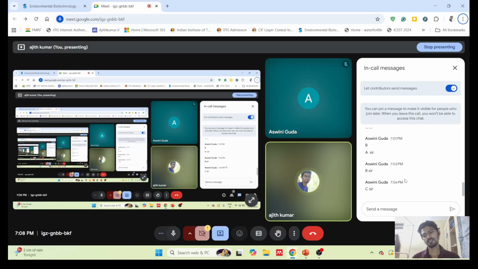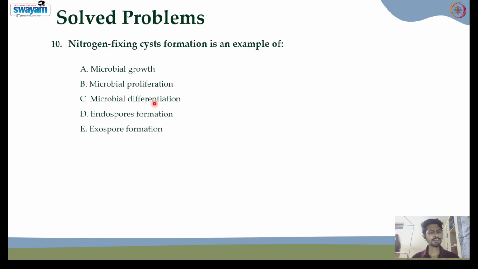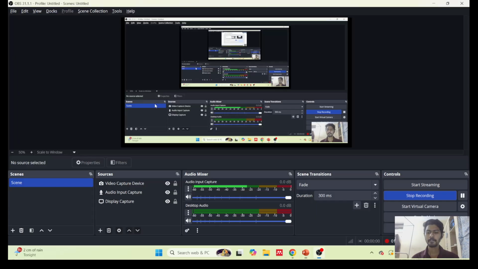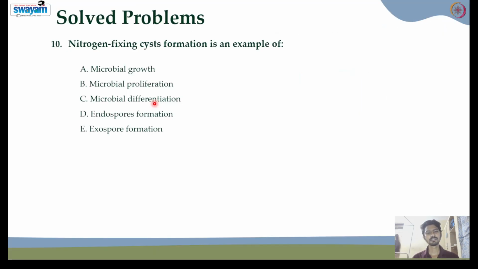Any answer? Option C, it is microbial differentiation. Okay. Any other answer? We will see the answer. Yes, it is option C.